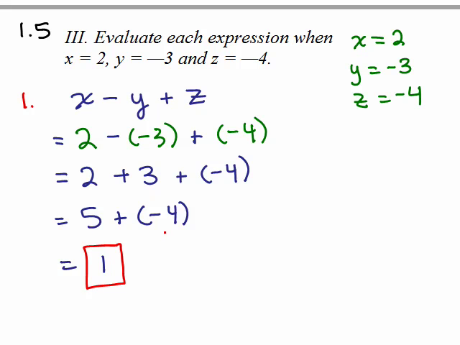Okay, because you're writing a positive and a negative, more positives than negatives, so you do 5 minus 4 to get 1.